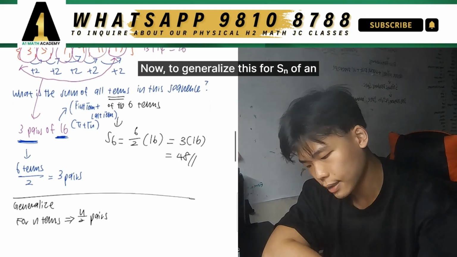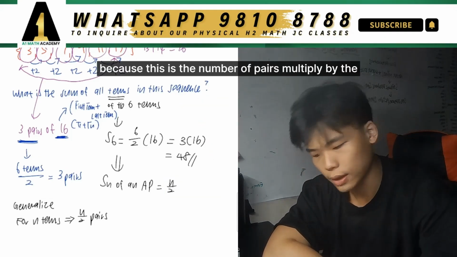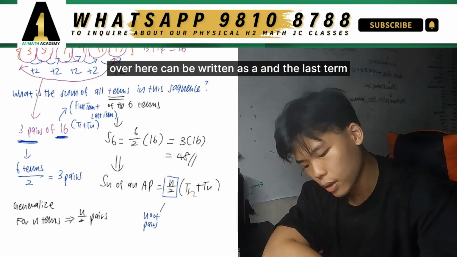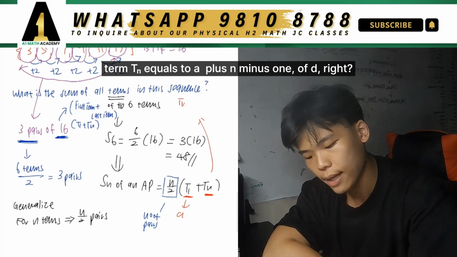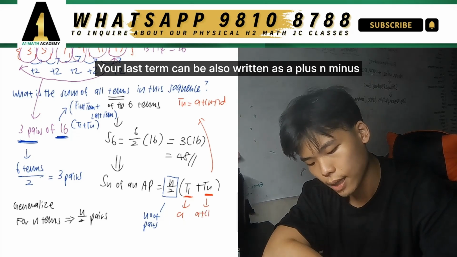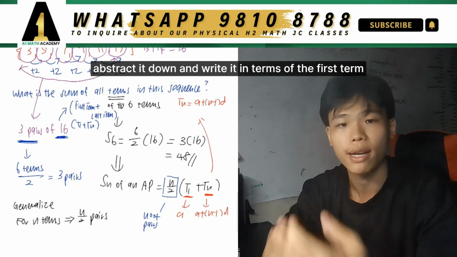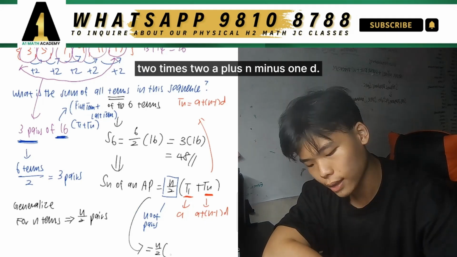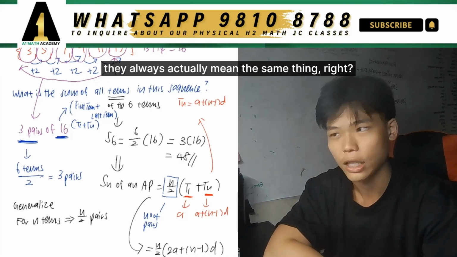Now to generalize this for Sn of an AP, as mentioned, it's just n over 2, because this is the number of pairs, multiplied by the first term and the last term. The first term over here can be written as a. And the last term, remember the formula for your general term, Tn equals a plus n minus 1 of d. Your last term can also be written as a plus n minus 1 of d. So you can write T1 plus Tn, or you can abstract it down and write it in terms of the first term and the common difference, which means you can also write it as n over 2 times 2a plus n minus 1 d. So there are two ways of writing the formula, but they essentially mean the same thing.